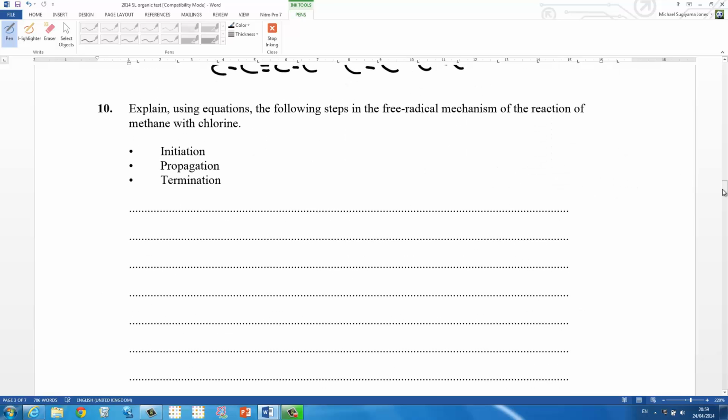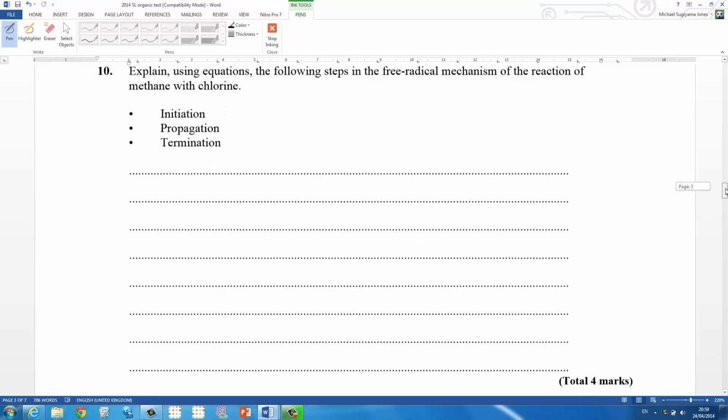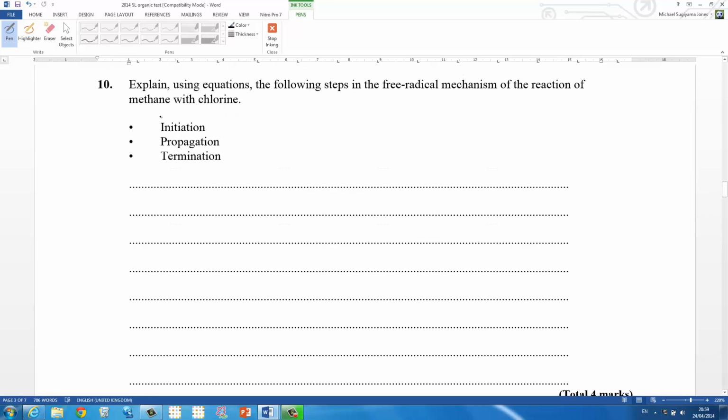Number 10. Explain using equations the following steps in the free radical mechanism of the reaction of methane with chlorine. So we start with an initiation step. So we can do chlorine, so Cl2 with an arrow. You need to have UV light, and you're going to form 2 chlorine radicals. So that's the initiation step. And you could write the initiation or label it.